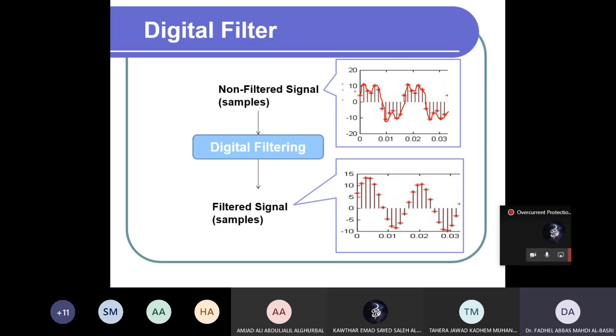This is after, let's say, A to D converters, after the sample and hold, converted to corresponding values. These are the sample values. Once you pass them through a digital filter, I can get rid of the harmonics, so I get only the fundamental. Or sometimes I want to only remove high frequency components.